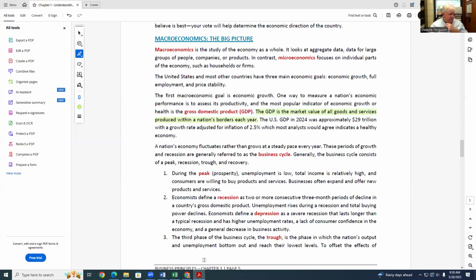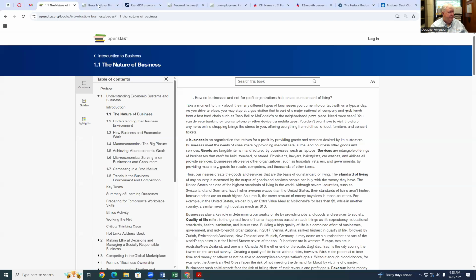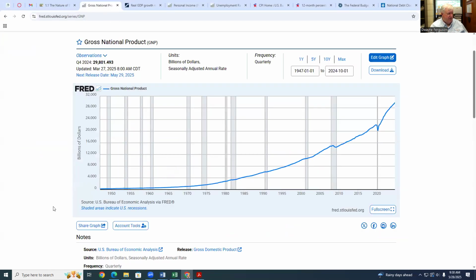Here's a chart of the GDP starting from about 1950 all the way through 2024. You can see in 2024, this is in billions, so that's $29 trillion worth of GDP, gross domestic product. In other words, we're not a manufacturing country anymore like we used to be, but we still manufacture goods and services.